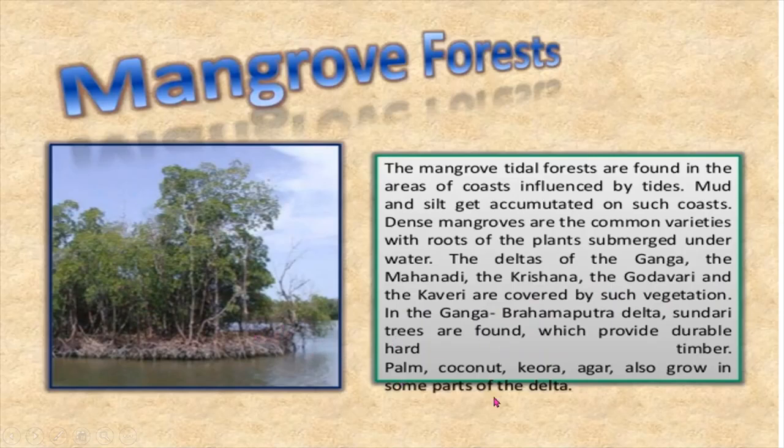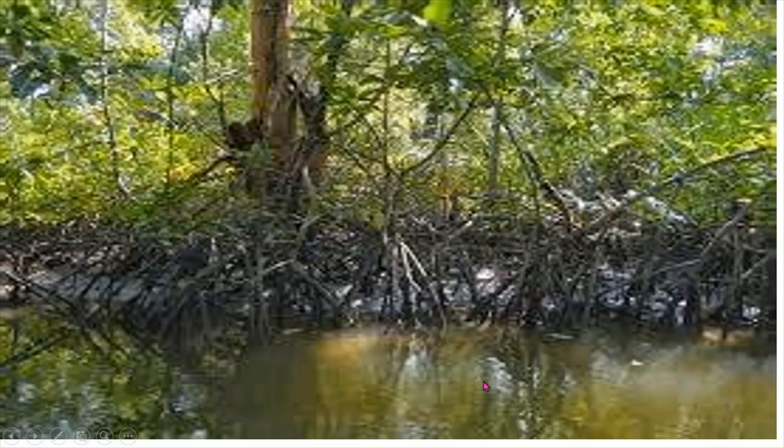And the trees we find in this type of forest are palm, coconut, kora, and agar, which also grow in some parts of the delta. These are the roots which penetrate into the water, and these are saline waters. They have the ability to grow in saline water, that is salt water, near the coast, that is seas or oceans.